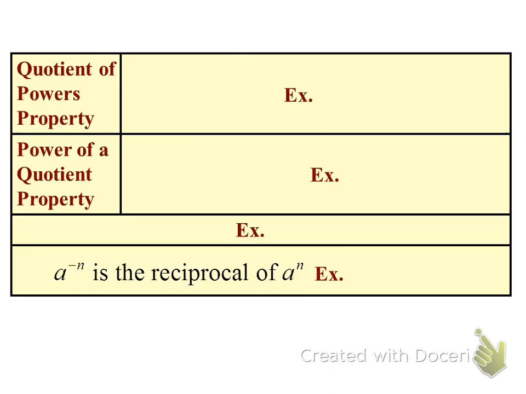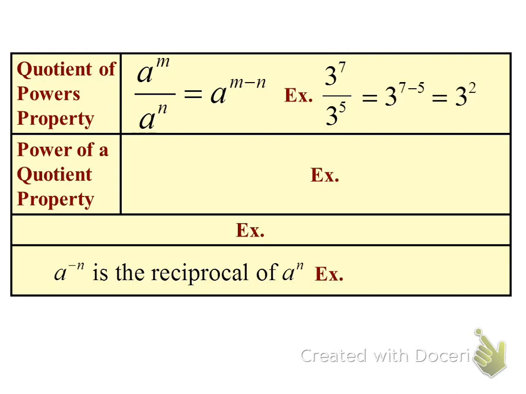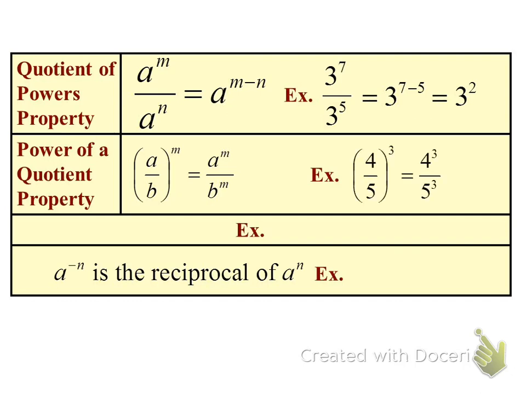Quotient of powers property. If you have a quotient, then you can take the numerator exponent minus the denominator exponent. So for example, let's say we had 3 to the 7th over 3 to the 5th. That's the same as 3 to the 2nd. All right, but what if that fraction was in parentheses raised to a power? Similarly, I can take that entire fraction and raise each individual numerator to the power, denominator to the power.